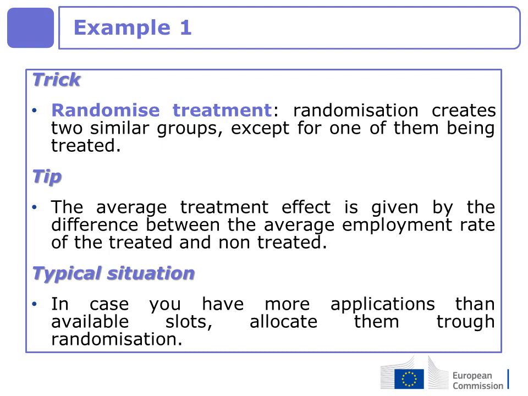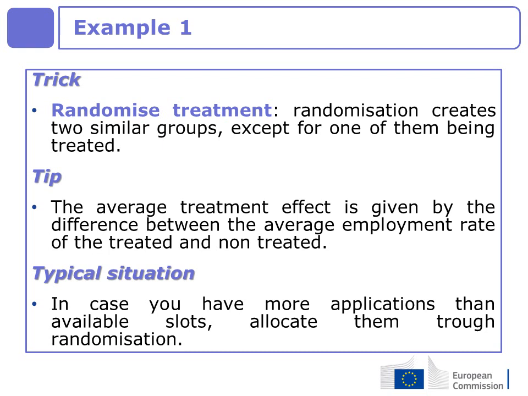This is expected to work because the two groups formed by randomization are similar, except for one of them being subject to the intervention. The analysis of results, i.e. the CIE method, is very simple in this case. Tip: compute the average treatment effect as the difference between the average employment rate of the treated and non-treated.